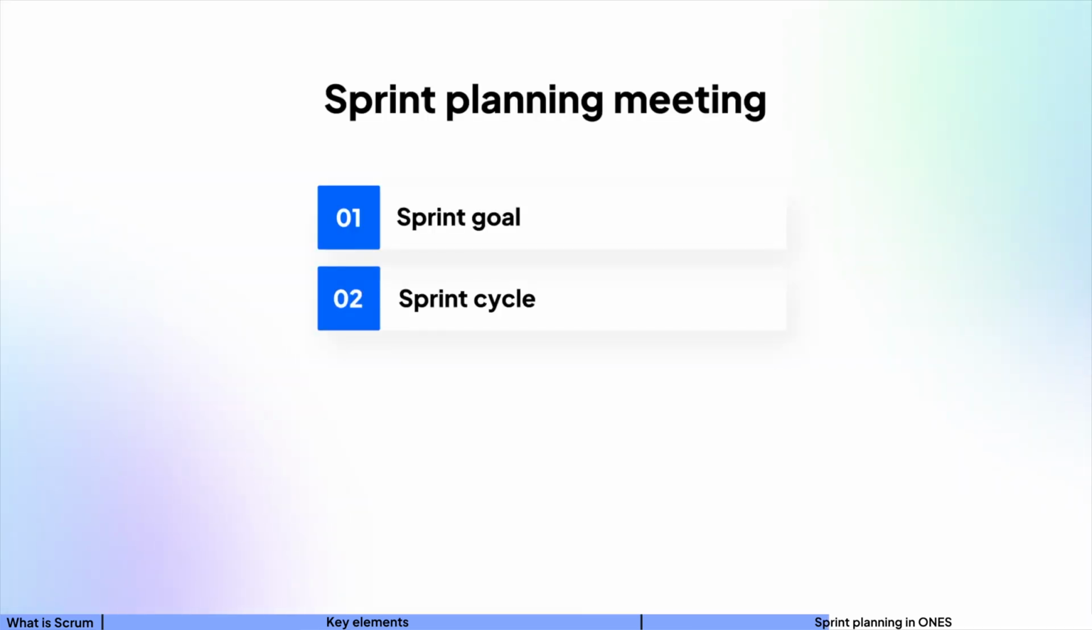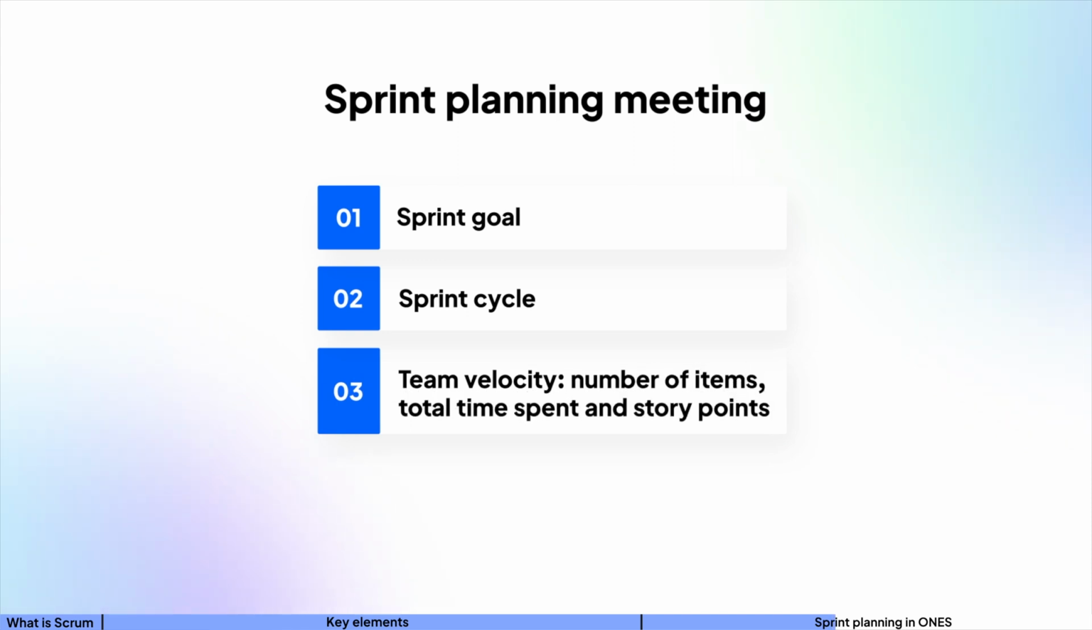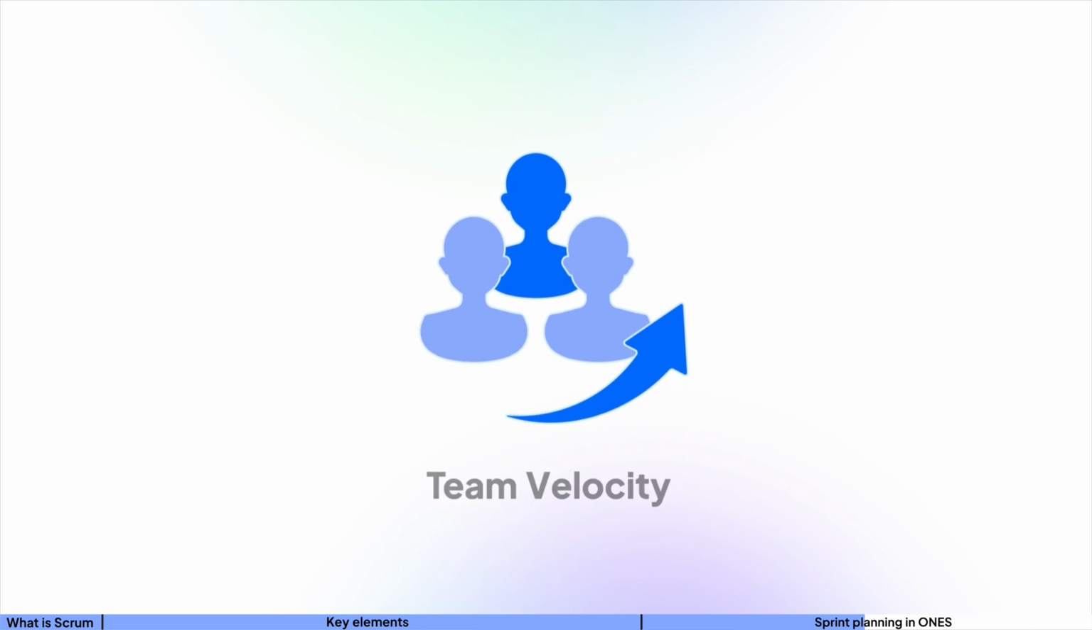Another thing to specify before we plan items into sprints is team velocity. This can be decided through the number of items, time spent in total, and story points. When you understand the number of story points, requirements completed, and overall time spent, you can take on the info and plan your next sprint with a better understanding of how the team works.